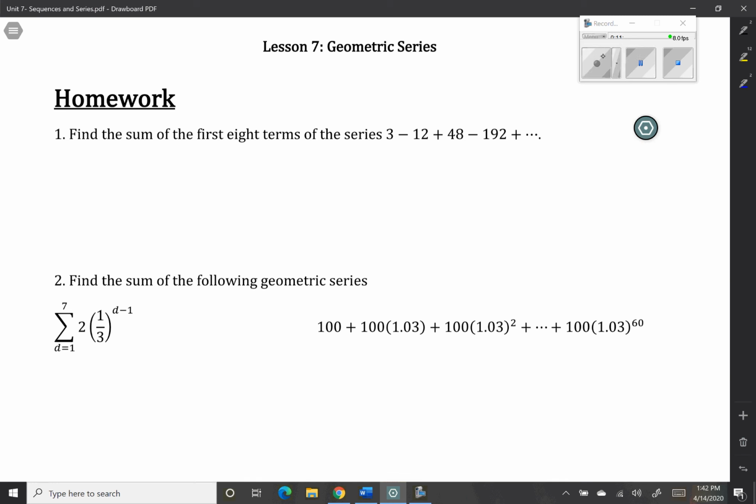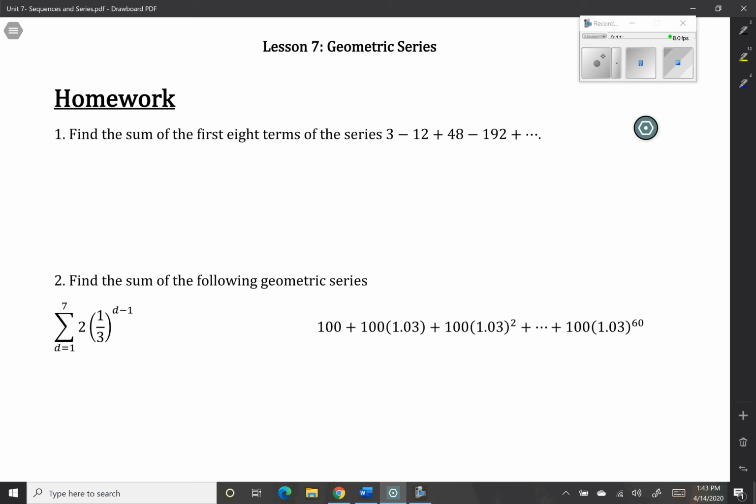So at this point, you can pause the video, try your homework, see how you do. It's very similar to what we just did in class. And then we can go ahead here and check your work in a couple minutes. Okay, so pause the video and then come back. All right, so hopefully you paused the video.